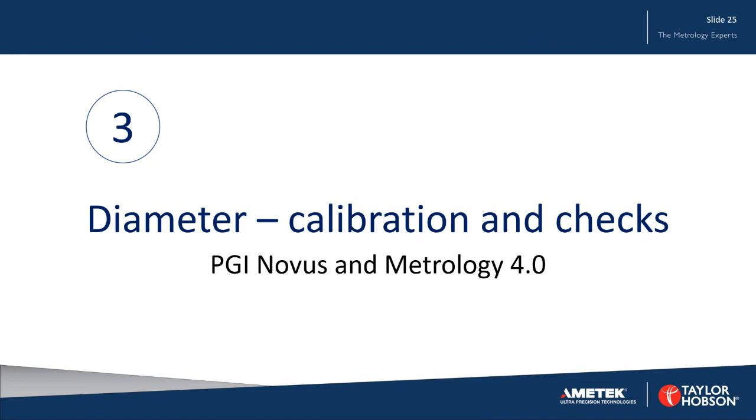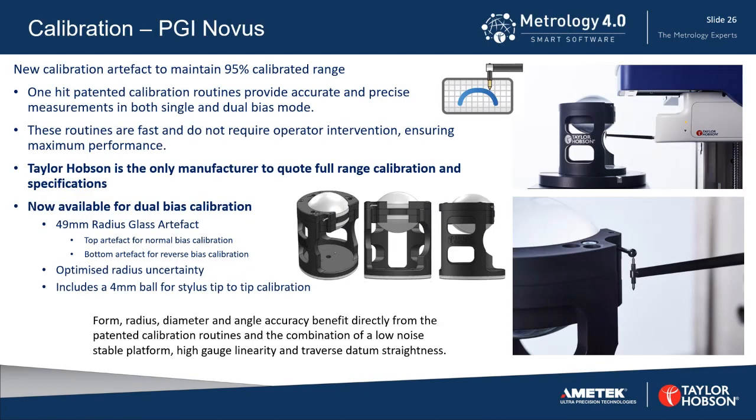Let's have a look now at diameter calibration and checks. There are a lot of things shown on this slide here, and I'd just like to point out a few things. We can see some examples on the right here of a calibration artifact that's used, and some more examples here as well. Notice that there is one calibration radius here and one underneath. So what we're able to do on the PGI Novus is to calibrate not just in the downwards direction, but also in reverse bias in the upwards direction.